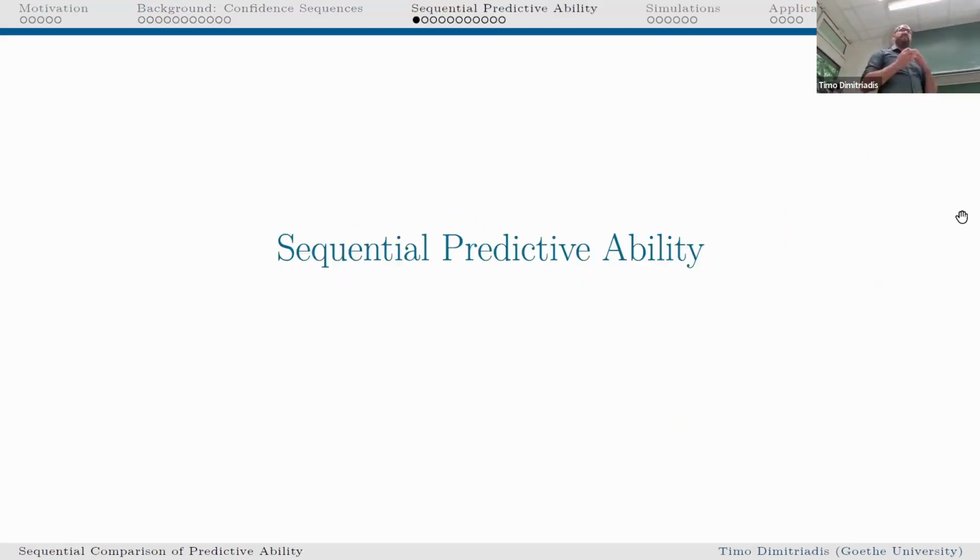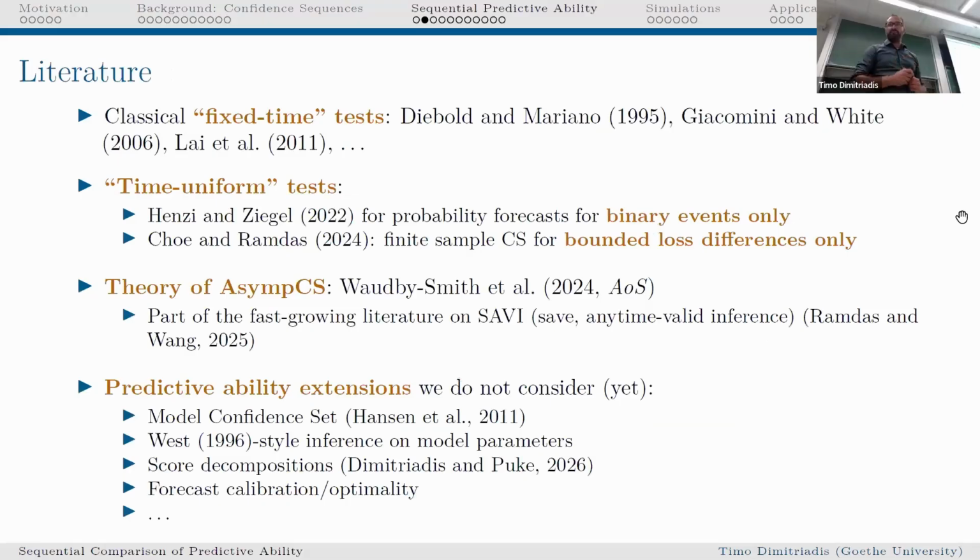All right, so that gave us all the tools we need to now really talk about sequential evaluation of predictive ability. So now comes the literature slide that I still haven't shown you. For the people working on predictive ability, we all know these classical fixed time tests: Diebold, Mariano, Giacomini, White, there's a Lai et al. paper about that and so forth. So this could go on.